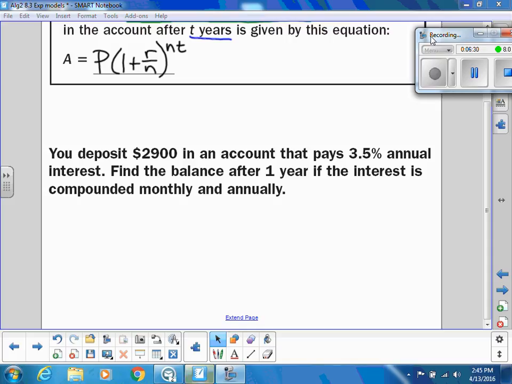So we're going to deposit $2,900. That's how much you're starting with. That's my P. So I'm going to write this. P is equal to $2,900. And our account pays 3.5% annual interest.